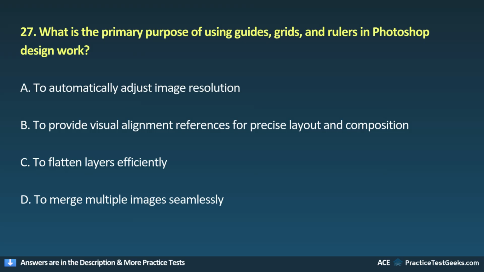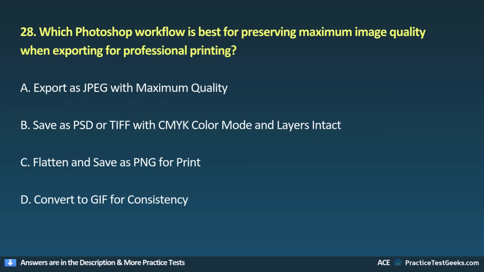27. What is the primary purpose of using guides, grids, and rulers in Photoshop design work? A. To automatically adjust image resolution. B. To provide visual alignment references for precise layout and composition. C. To flatten layers efficiently. D. To merge multiple images seamlessly.